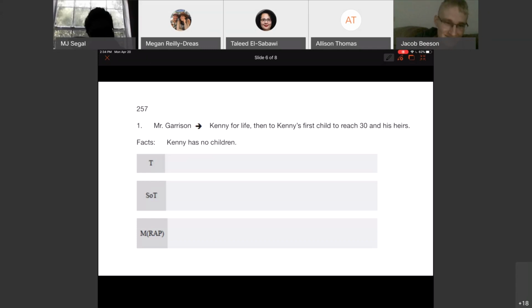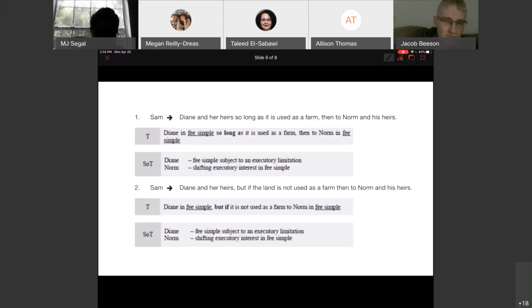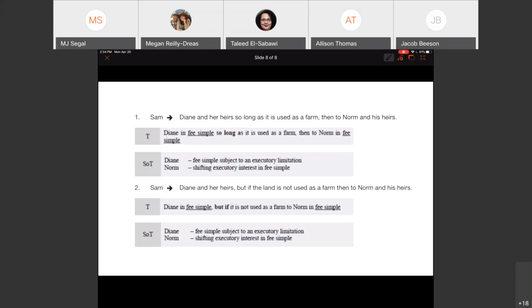I know our time is short, so I just wanted to go over one more that somebody had a question about, and it's how do we strike interests? What's the difference between a fee simple? How do we strike interests when we have a fee simple subject to an executory limitation?